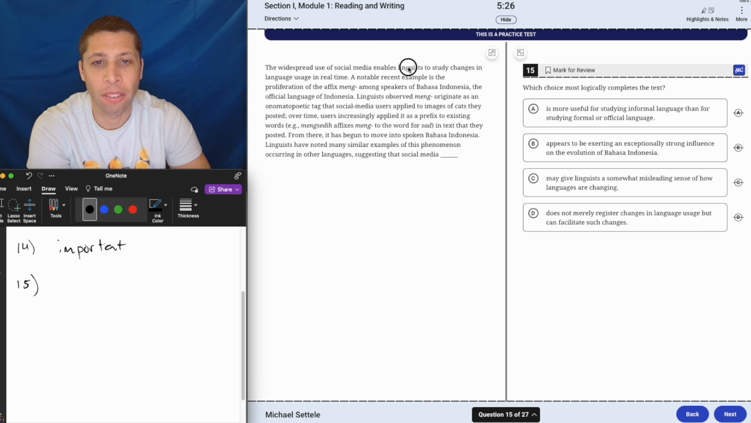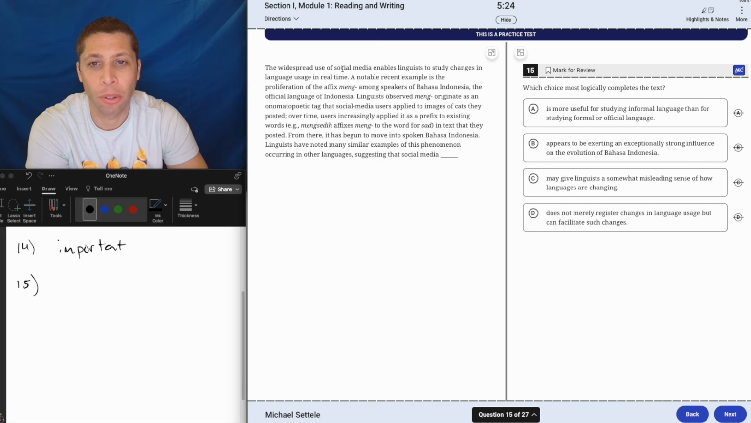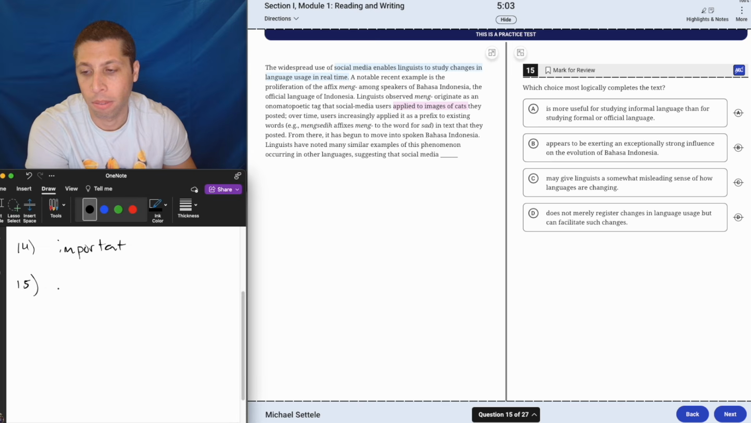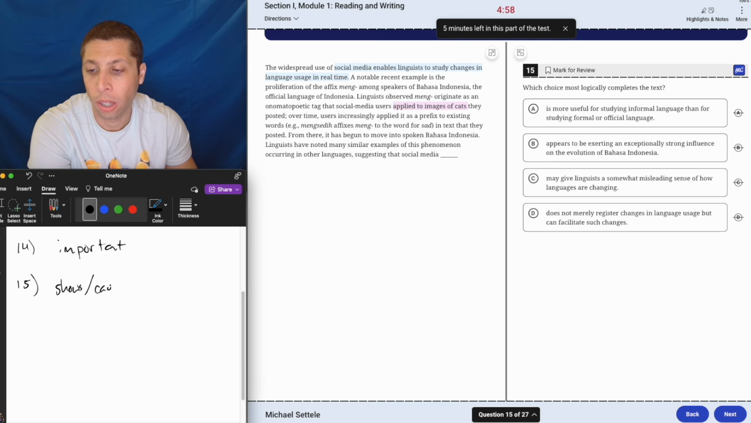I mean, isn't this just kind of a sandwich here? Social media study changes in real time, right? And they applied it to images of cats, right? So they're using social media and it's changing the word as well. So linguists have noted this occurring in other languages, suggesting that social media, how about something like shows or causes these changes?